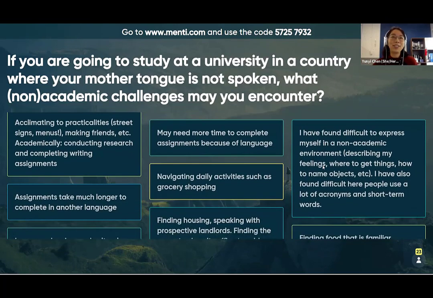I feel like you all know a lot about the challenges. I'm very proud. I have found difficult to express myself in a non-academic environment, describing my feelings, where to get things, how to name objects, etc. Exactly, I also share this challenge. I have also found difficult to hear people use a lot of, yes, acronyms, short-term words, exactly.